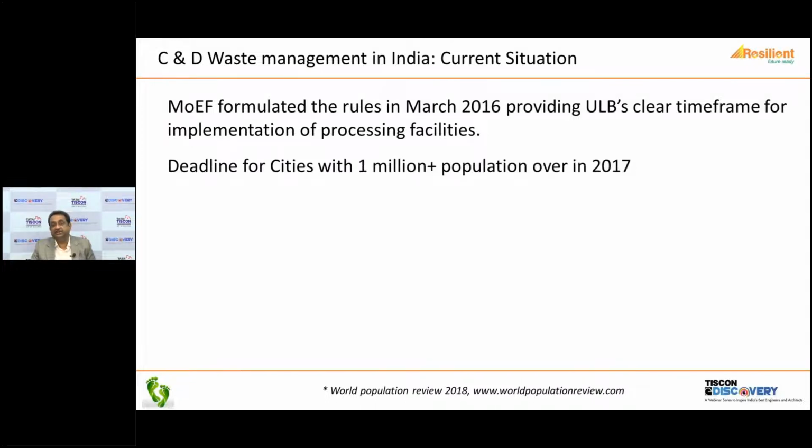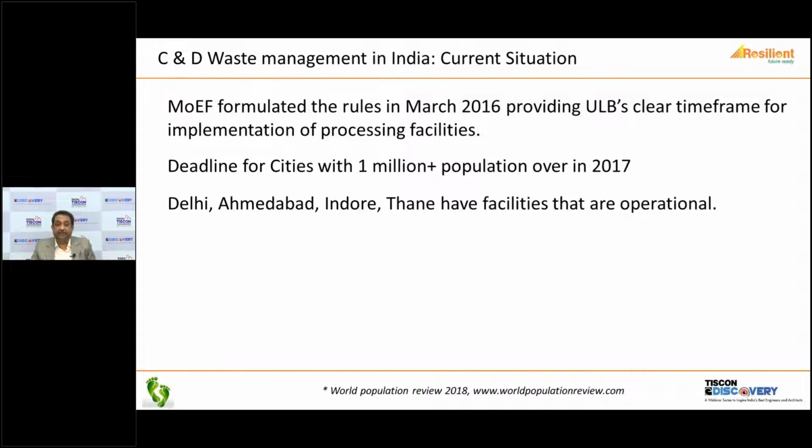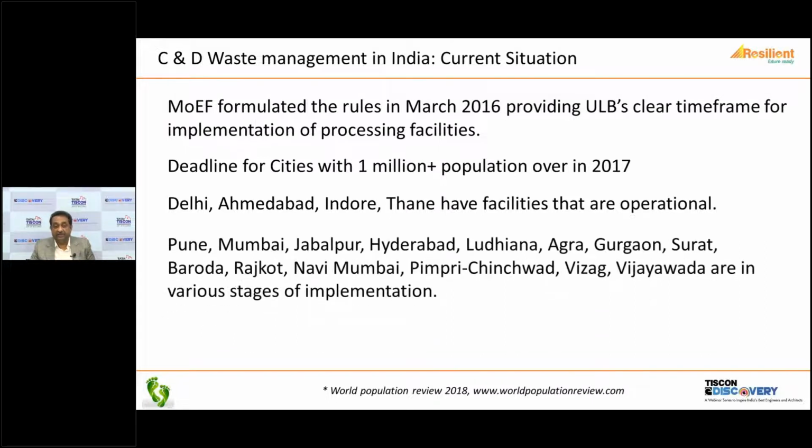But the deadline for cities with 1 million plus has already gone off by end of 2017. In fact, in October 2017, the deadline was finished. And how many cities do really have? You can count on your fingers. Delhi, Ahmedabad, Indore, Thane. I might have missed a couple of them, but that is not so many which have got operational C&D facilities. There are quite a lot of cities which are in various stages of implementation, including Pune, Mumbai, Hyderabad, Jabalpur, Agra, and the list goes on.